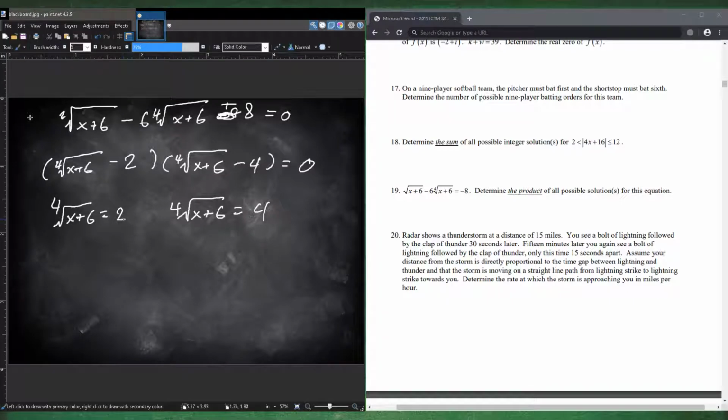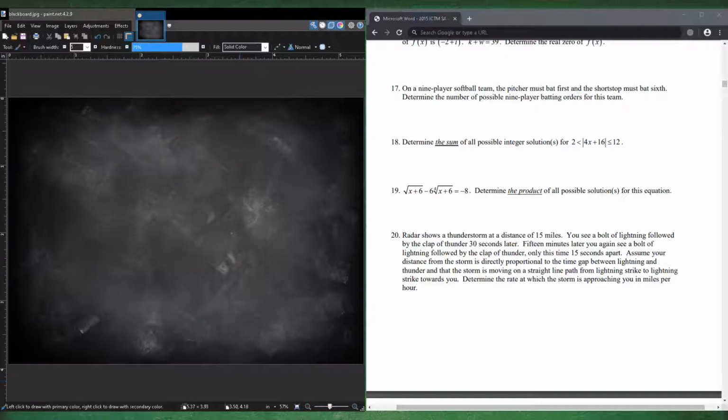So this one is 2 to the power 4, which is 16, so x equals 10 in here. 4 to the power 4: 16, 64, 256. 256 minus the 6 is x equals 250. So multiply these two, and that's 2500. And that is the product of all possible solutions. So that's your answer for 19.